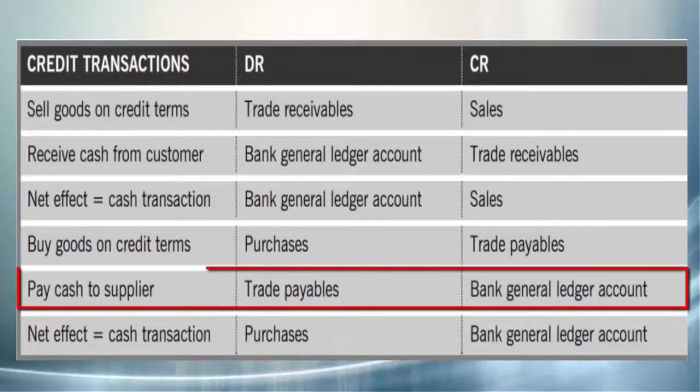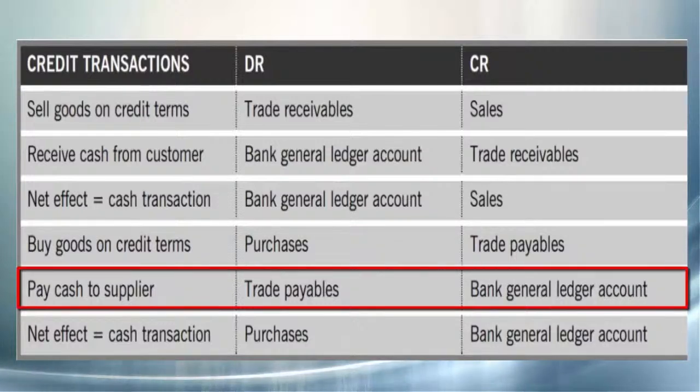Example 4. Paying a supplier. What happens? When the business pays the supplier, the liability, the amount owed in the trade payables account, is cleared and the cash is deducted from the bank general ledger account. Cash, an asset, decreases, so the bank general ledger account is credited. The payable, money owed to the supplier, decreases, so the trade payables account is debited.